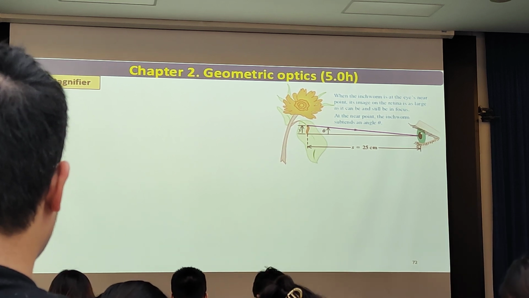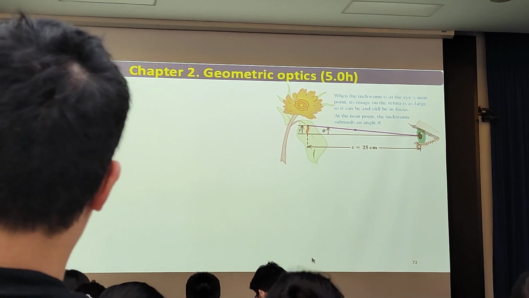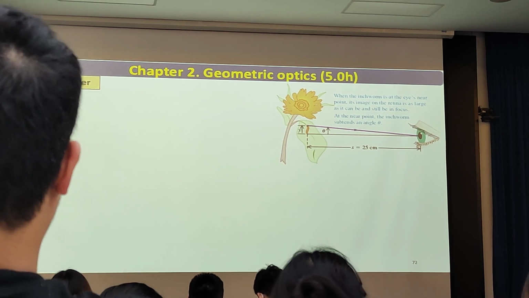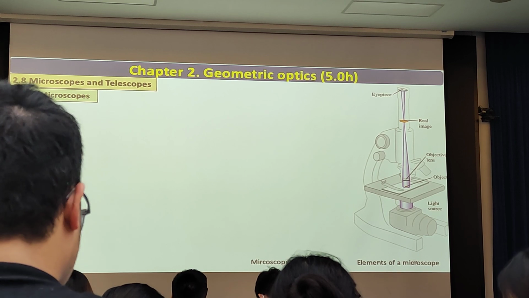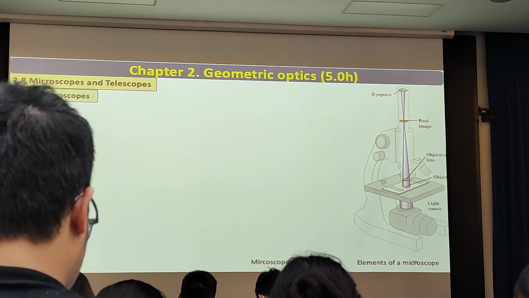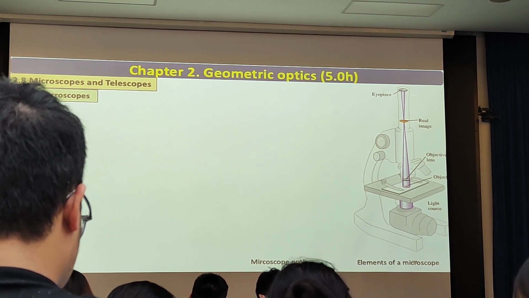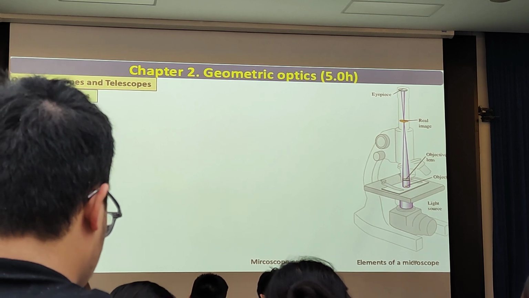Okay. We stop the class right now, and next time we will study the magnifier, the microscope and telescope, and then we finish the chapter. We will go to the next chapter as well. Okay, we can stop here.